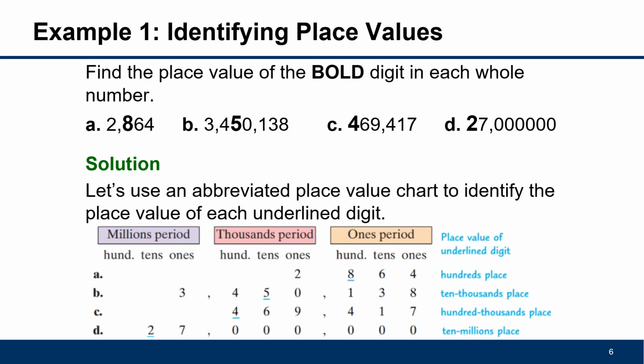So that's 2,000. But the 8, what we're looking for is in the hundreds section of the ones period, so that's the hundreds place. And then if we go on to the next one, the 5 is sitting in the tens of the thousands, so that's 10,000s. Part C, we can see that the 4 is in the hundreds place of the thousands period, so it's 100,000s. And with D, we see that it's in the tens place of the millions period, so it's a 10 millions place.